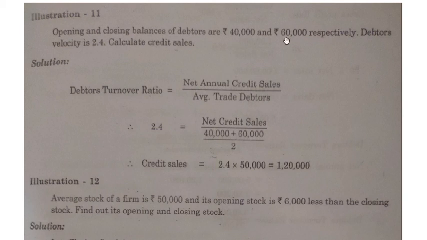Average trade debtors, how are we supposed to calculate? Opening debtors plus closing debtors divided by 2, which is 40,000 plus 60,000 divided by 2. So 40,000 plus 60,000 is 1 lakh, divided by 2, you will get 50,000. When you cross multiply, credit sales is equal to 2.4 into 50,000, which is 1 lakh 20,000.